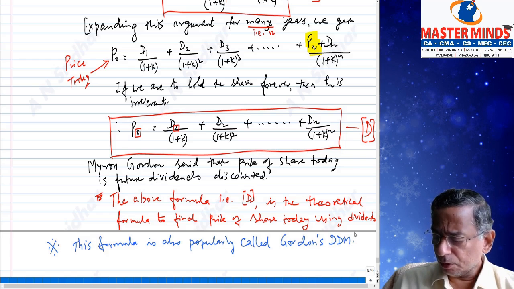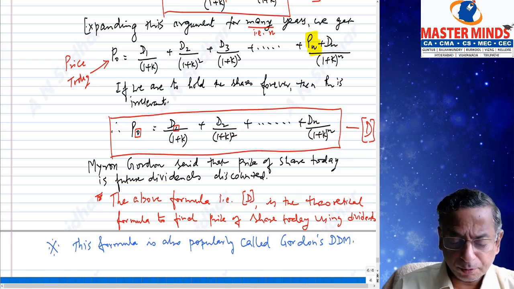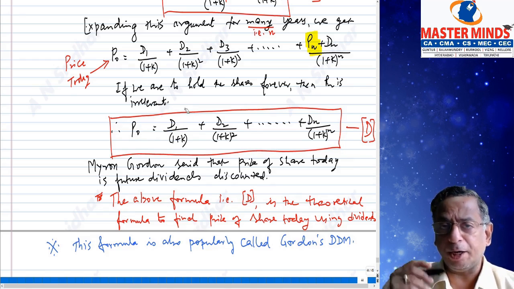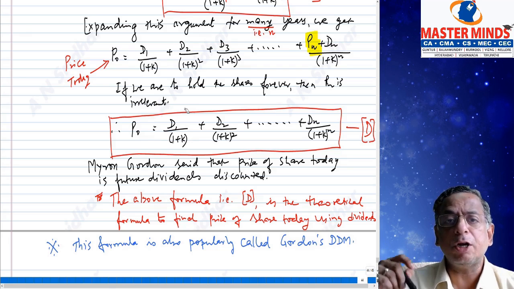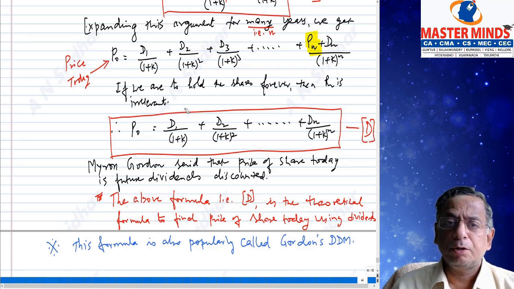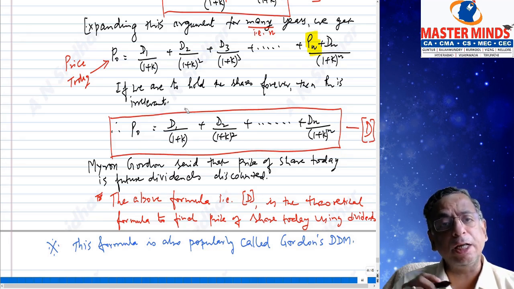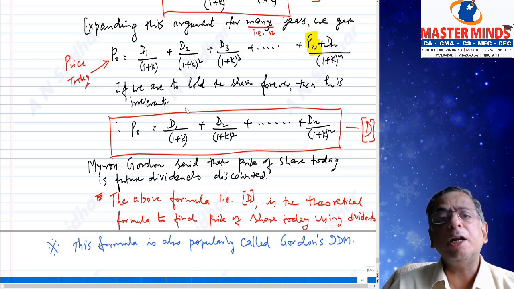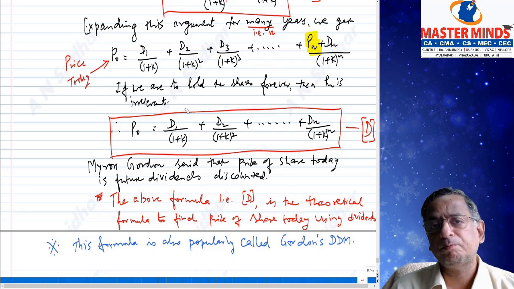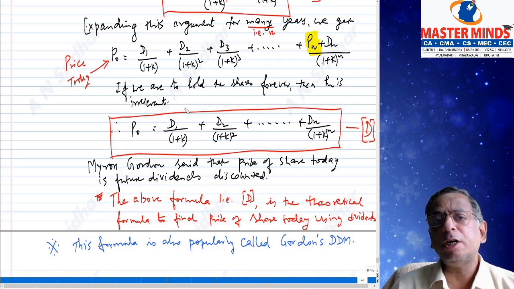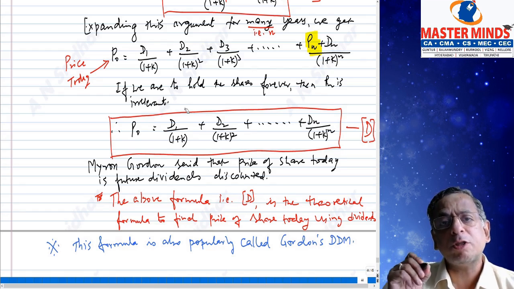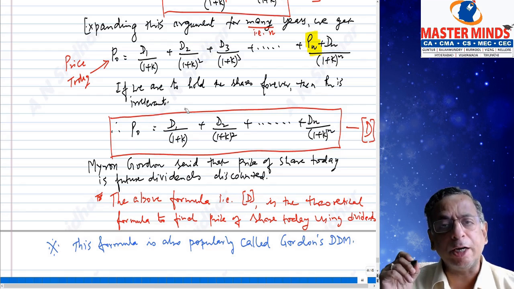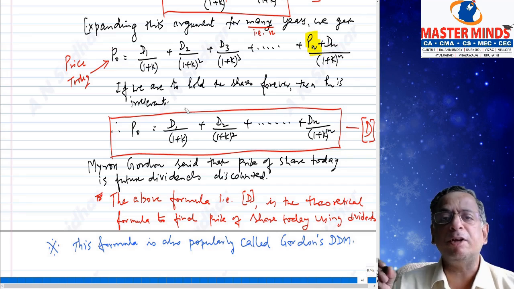Now you can see that we are finding the price of a share today. You have to discount only future dividends, not current dividend. So you should be careful in reading the question and ensure that the dividend which you are taking to discount is future dividend. In case there is ambiguity in the wordings of the problem, you have to state that this information has been interpreted by me as future dividend.